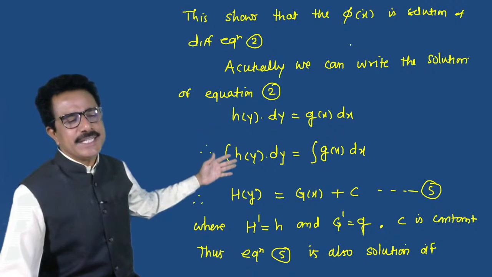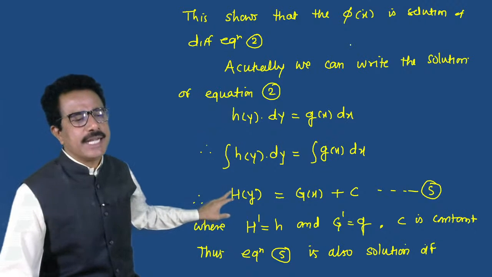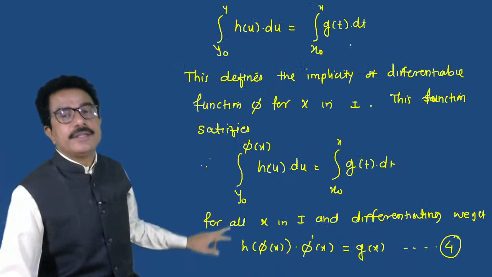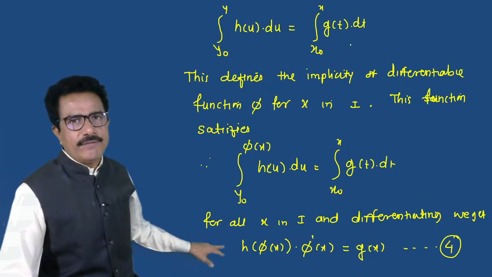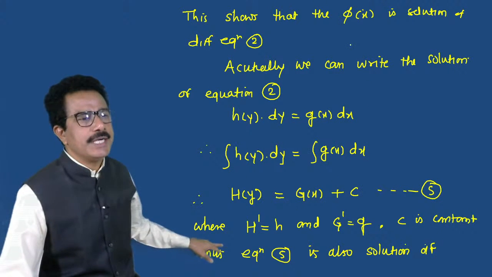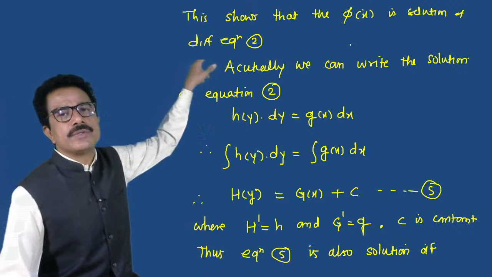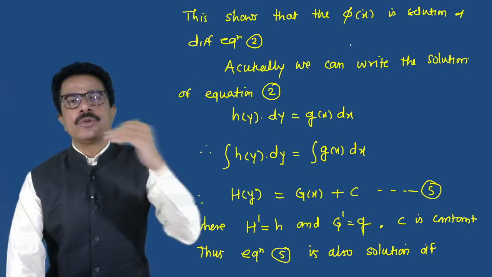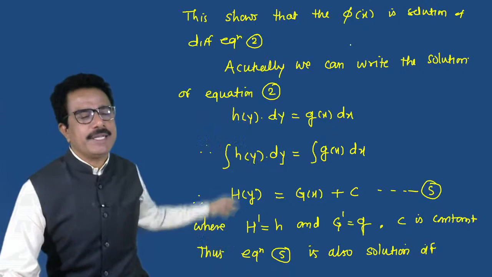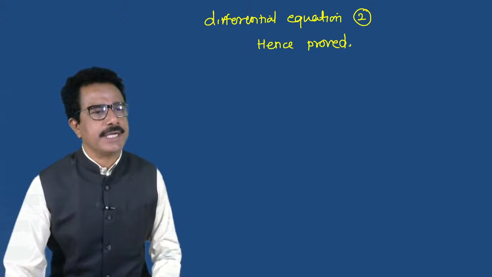By taking the integration, we can directly write the solution h of y equals g of x plus c. This first part proves that phi of x is the solution of the differential equation 2. But students, note that to solve problems we only have to use this second method. So we will solve the problems, they are very easy.